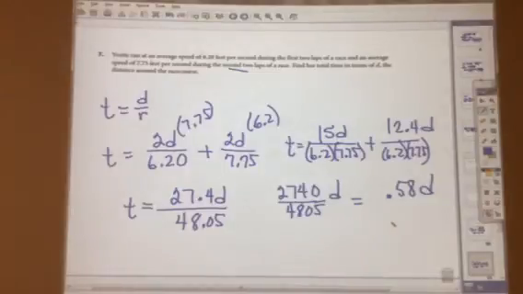Pre-AP, you're going to do problems 1 through 26, no LPT.